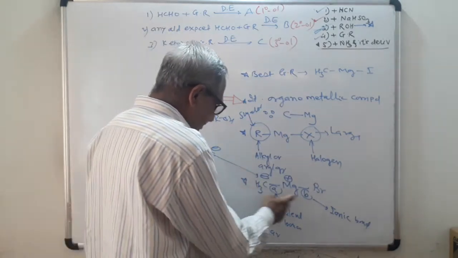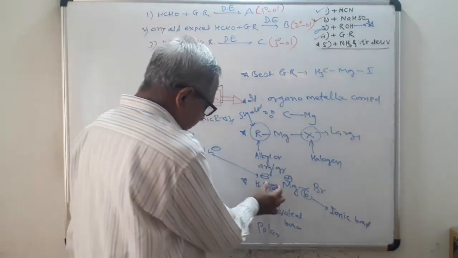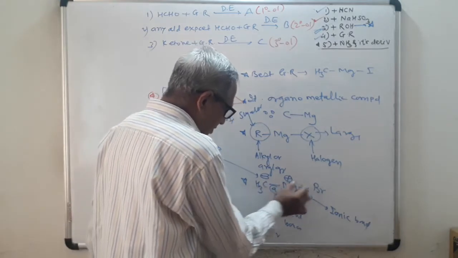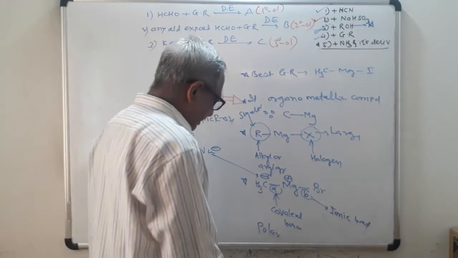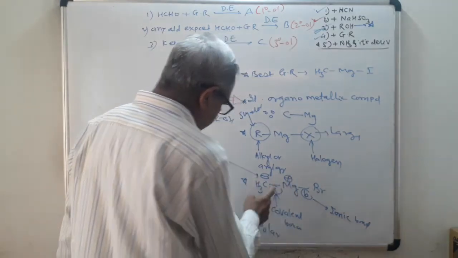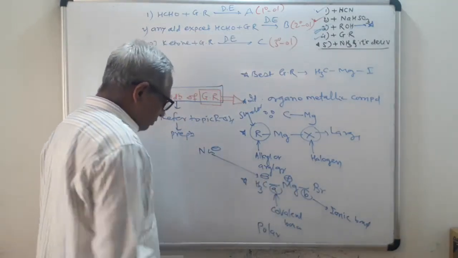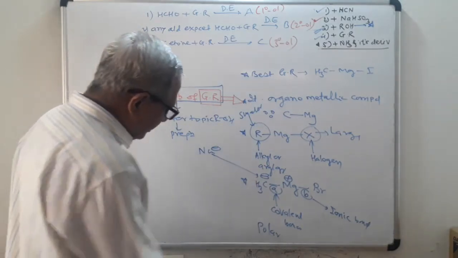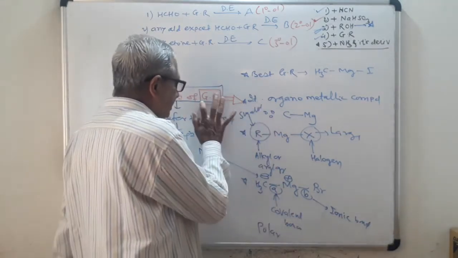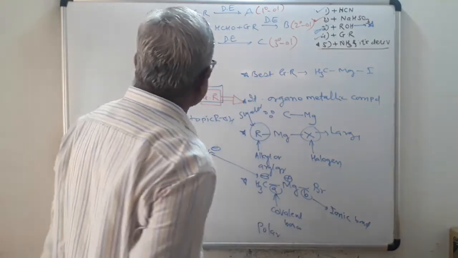See the example, methyl magnesium bromide. This is a covalent bond formed by the sharing of electrons. This is the ionic bond. It is formed by the loss and gain of electrons. Metal has positive charge, carbon has negative charge. Therefore, this will act as a nucleophile. Therefore, we can say that Grignard's reagent always undergoes nucleophilic addition reactions.